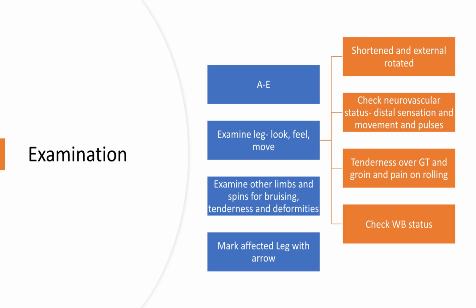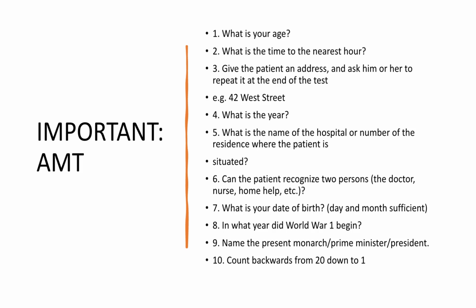At this point, you've examined the leg, you've decided which leg where the pain is. At this point, it's a good idea to mark the affected leg. We get a permanent marker, put them on the wall that they're in ED with an arrow. So when they go to theatre that evening, or tomorrow morning, that they know they're operating on the right leg.